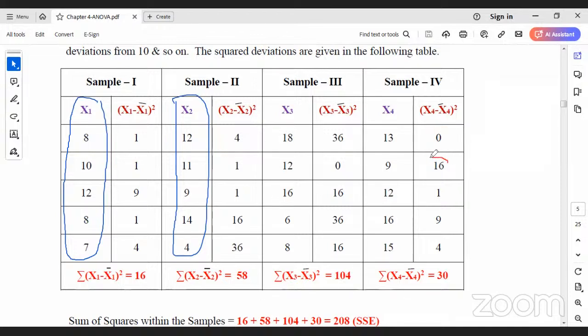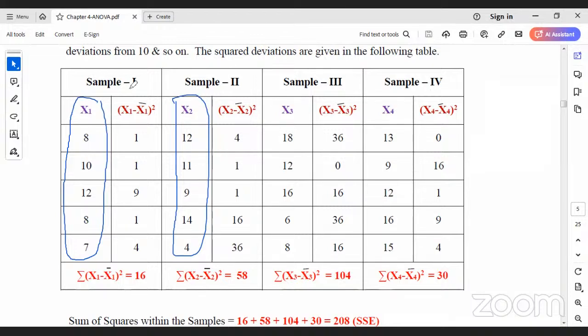9 minus 13, 4. 4 square, 16. 12 minus 13, 1. 1 square, 1. 16 minus 13, 3. 3 square, 9. 15 minus 13, 2. 2 square, 4. Okay, the final total is 30. Anybody have a doubt? So in the second step here, see the x1 value, x2 value, x3 value, x4 value.